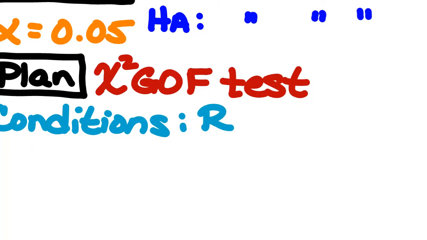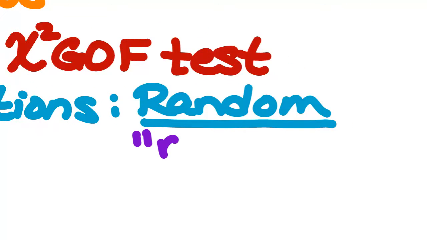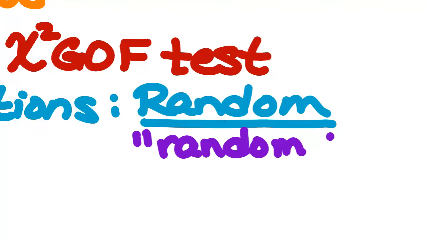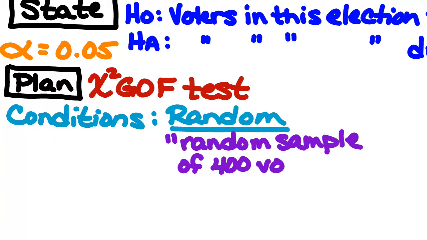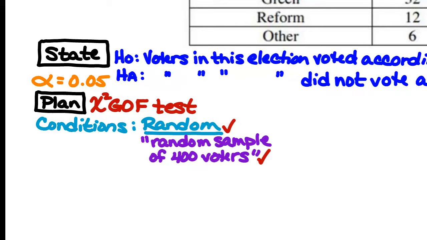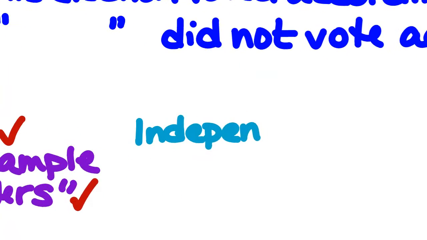So we look at random first. Do I get random? Because it says random sample of 400 voters. All right, so there's my random. Do I need to check 10% here? Yes.